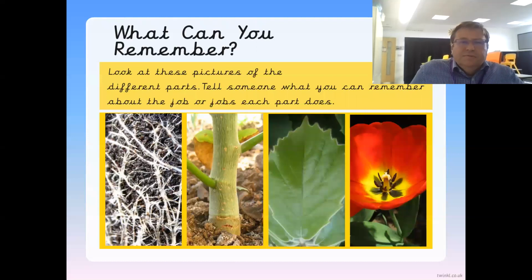So, can you remember what we've just been through? What I want you to do is pause this video, look at the 4 pictures and see if you can explain to someone exactly what the 4 parts of the plant are and exactly what they do. When you've explained it to them, there is another task for you to do.